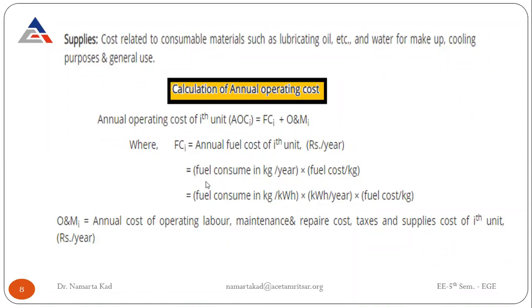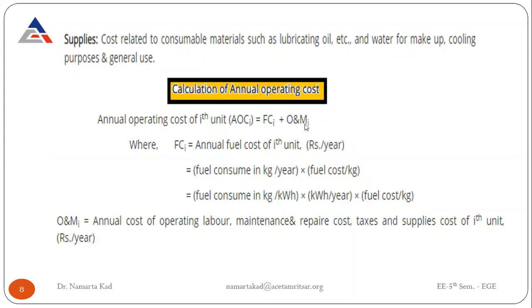It is also further equal to the fuel consumed in kg per year multiplied by the fuel cost. This is another formula, that how much kilogram of fuel consumption is there annually, and what is the cost of the fuel per kg. This will give you the annual fuel cost, or it is also equal to the fuel consumed in kg per kilowatt hour multiplied by the kilowatt hour per year, multiplied by fuel cost per kg. So this is another formula. You must note down these formulas for the numerical purpose.